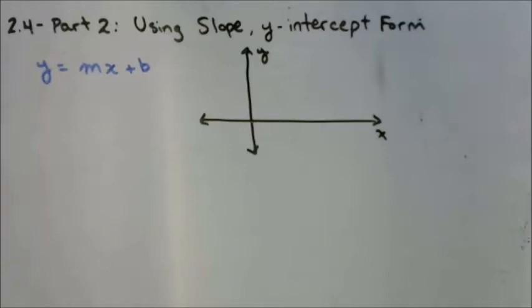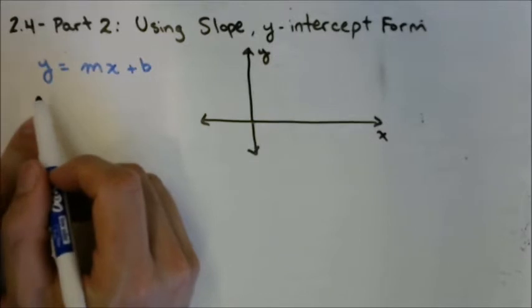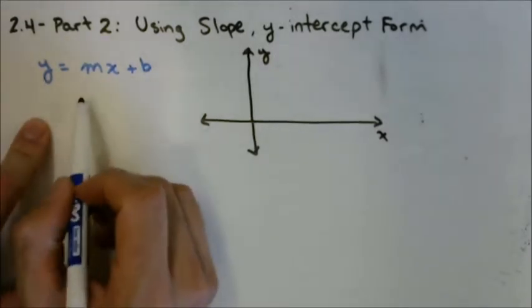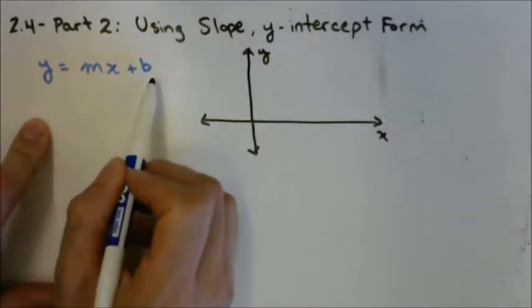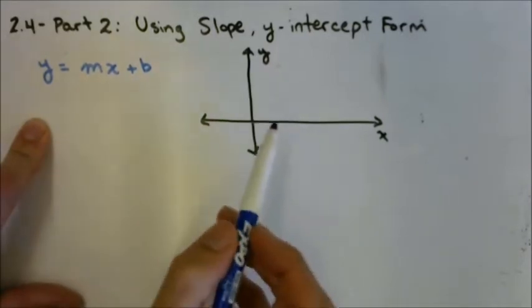This is 2.4 Equations of Lines, Part 2. So in Part 1, we looked at using point-slope form of a line, and in this section we're using the slope y-intercept form, which we're already more familiar with. Again, slope y-intercept form is y equals mx plus b, where m is the slope and b is the y-intercept.